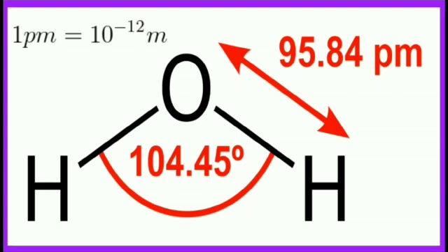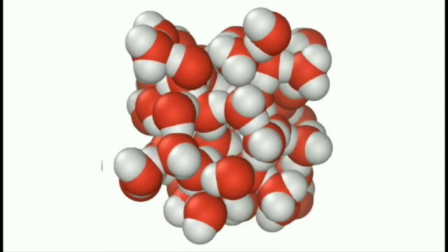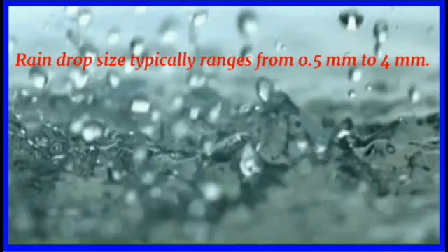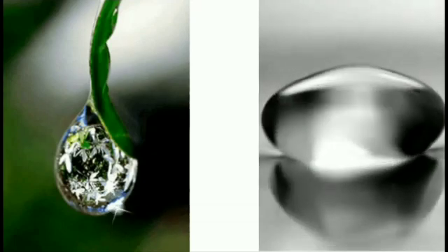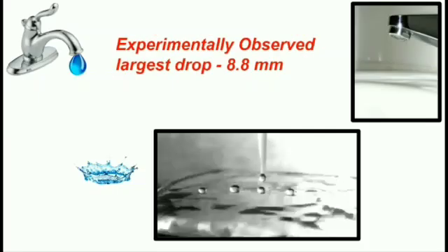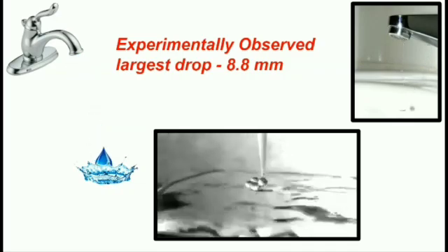Much smaller than nano. The size of a water molecule is 2.75 angstrom, which is equal to 275 picometer. A group of water molecules combined together forms a water cluster. The size of a raindrop typically ranges from 0.5 millimeter to 4 millimeter. The theoretically possible largest drop is 10 millimeter. The experimentally observed largest drop is 8.8 millimeter.